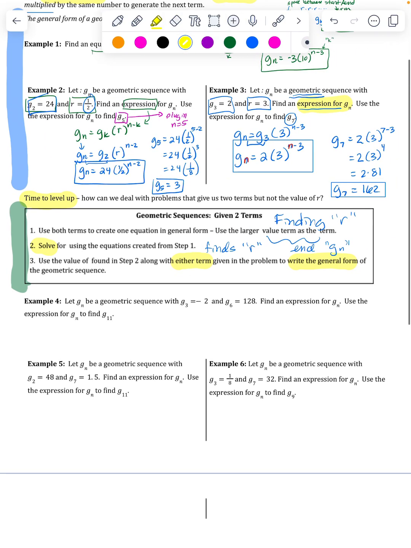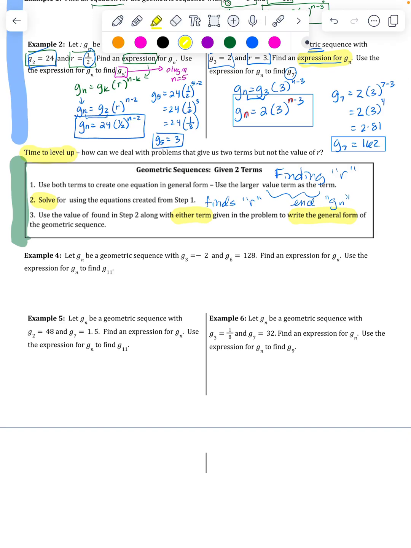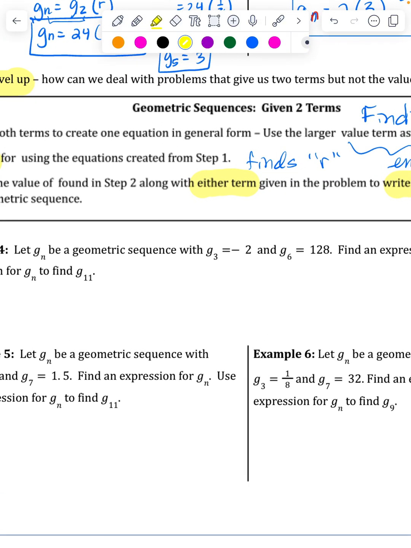Okay, so I know how to do this. So looking at that, I'm like, oh yeah, that makes sense. But I feel like it doesn't make sense. So let's try it together. So they're telling you it's geometric.